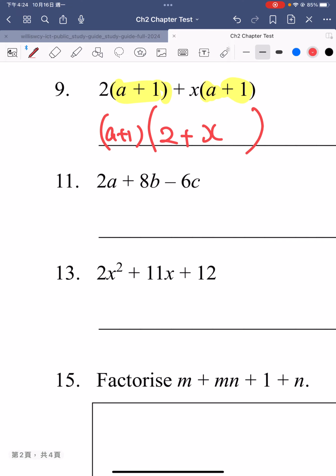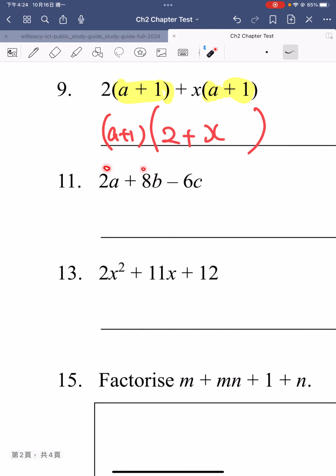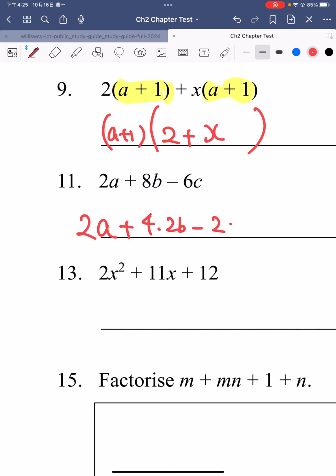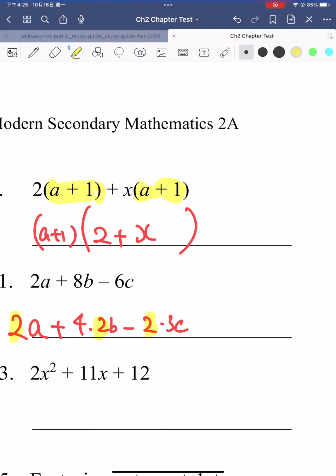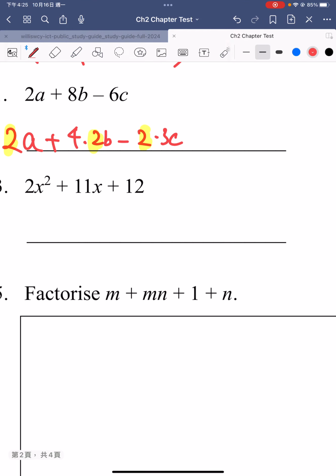So now we're moving to question 11. You can see there are 3 terms, so we need to find a common factor of these 3 terms. So 2, 8, 6, they are all even numbers, so definitely we have 2 as the common factor. So we can write the 2a as 2 times a, plus 4 times 2b, plus 2 times 3c, isn't it? So now we can take out the 2 as our common factor. That's the only common factor that we have, isn't it? So then we can write it as a plus 4b minus 2c.